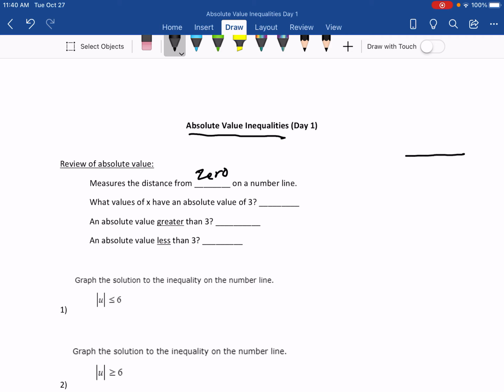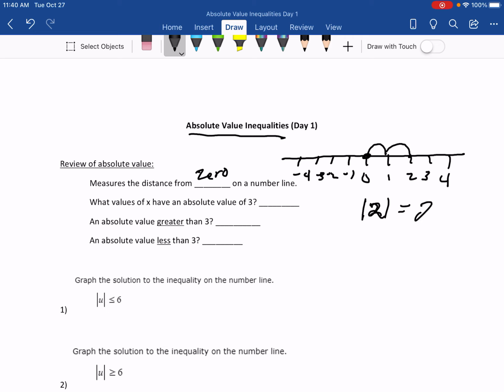So for example, on this number line, 0, 1, 2, 3, 4, positive 4, negative 1, negative 2, negative 3, negative 4. Okay, so if we're looking at the absolute value of positive 2, from 0 to 2 is 2 spaces away, right? Same thing with the absolute value of negative 2.